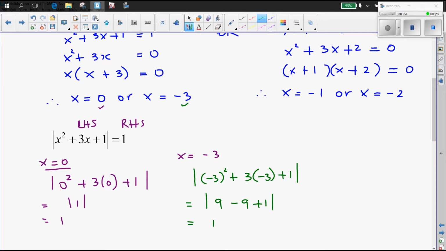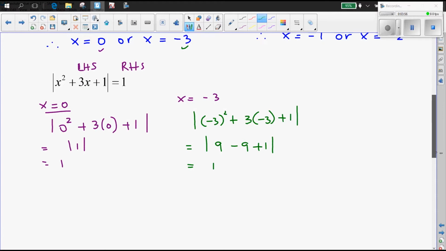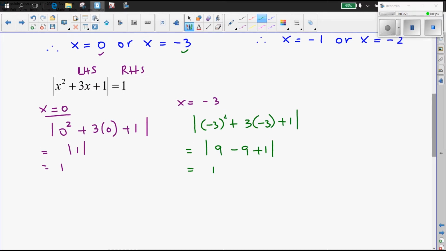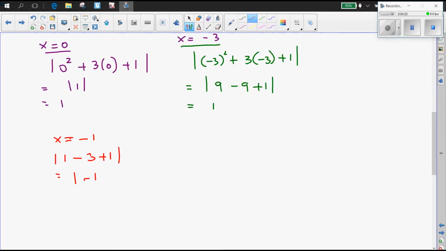I continue and I substitute x equals negative 1. So if x equals negative 1, in my left-hand side, I will have negative 1 squared, which is 1, minus 3 plus 1. This gives me the absolute value of negative 1. And the absolute value of negative 1 is 1. So x equals negative 1 is a valid solution.